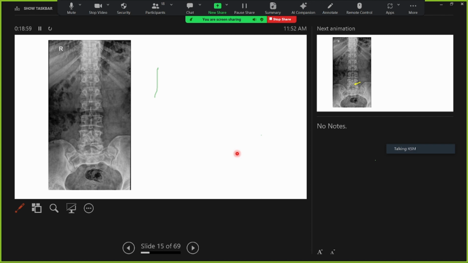So this is a young female patient who presented with backache. All the imaging investigations were done. Even the MRI was done and it was negative. No nerve root compression, nothing. Can you identify any abnormality here? X-ray.